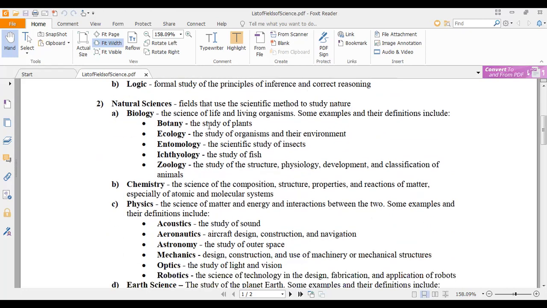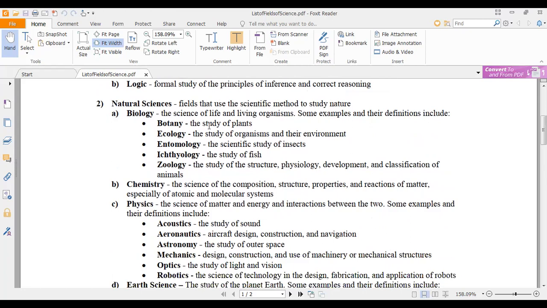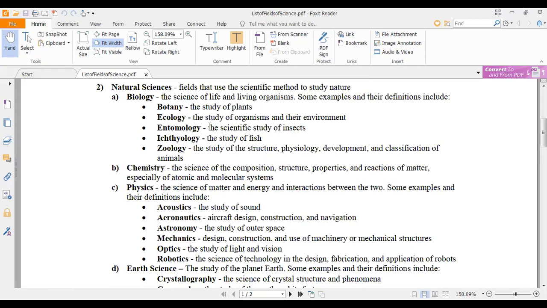The second field is natural sciences. Natural sciences, from its name, is related to natural fields. Nature is related to nature. For example, ecology, the study of environment.